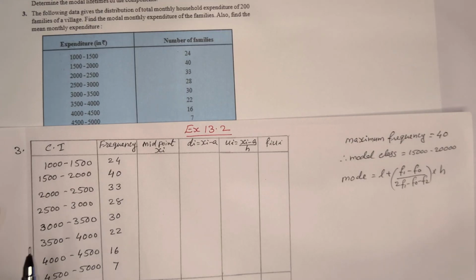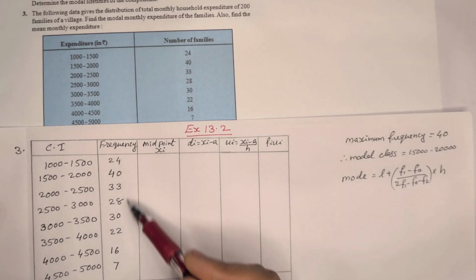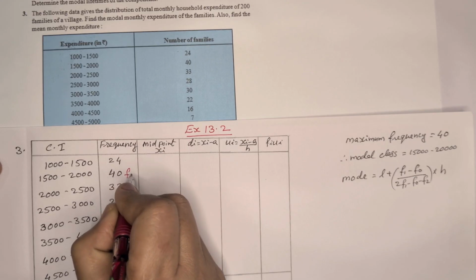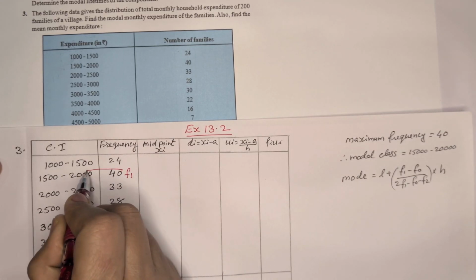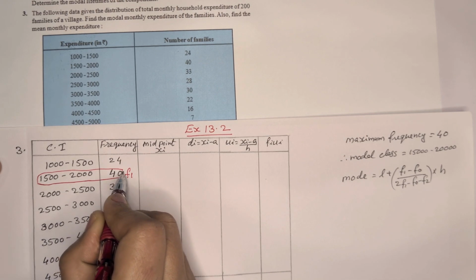Third question: the following data gives the distribution of total monthly household expenditure of 200 families of a village. Find the modal monthly expenditure of the families. Also find the mean monthly expenditure. So first we can calculate the mode. Frequency, we can see 40 is the highest frequency, that we can take as F1. And the modal class is 1500 to 2000.